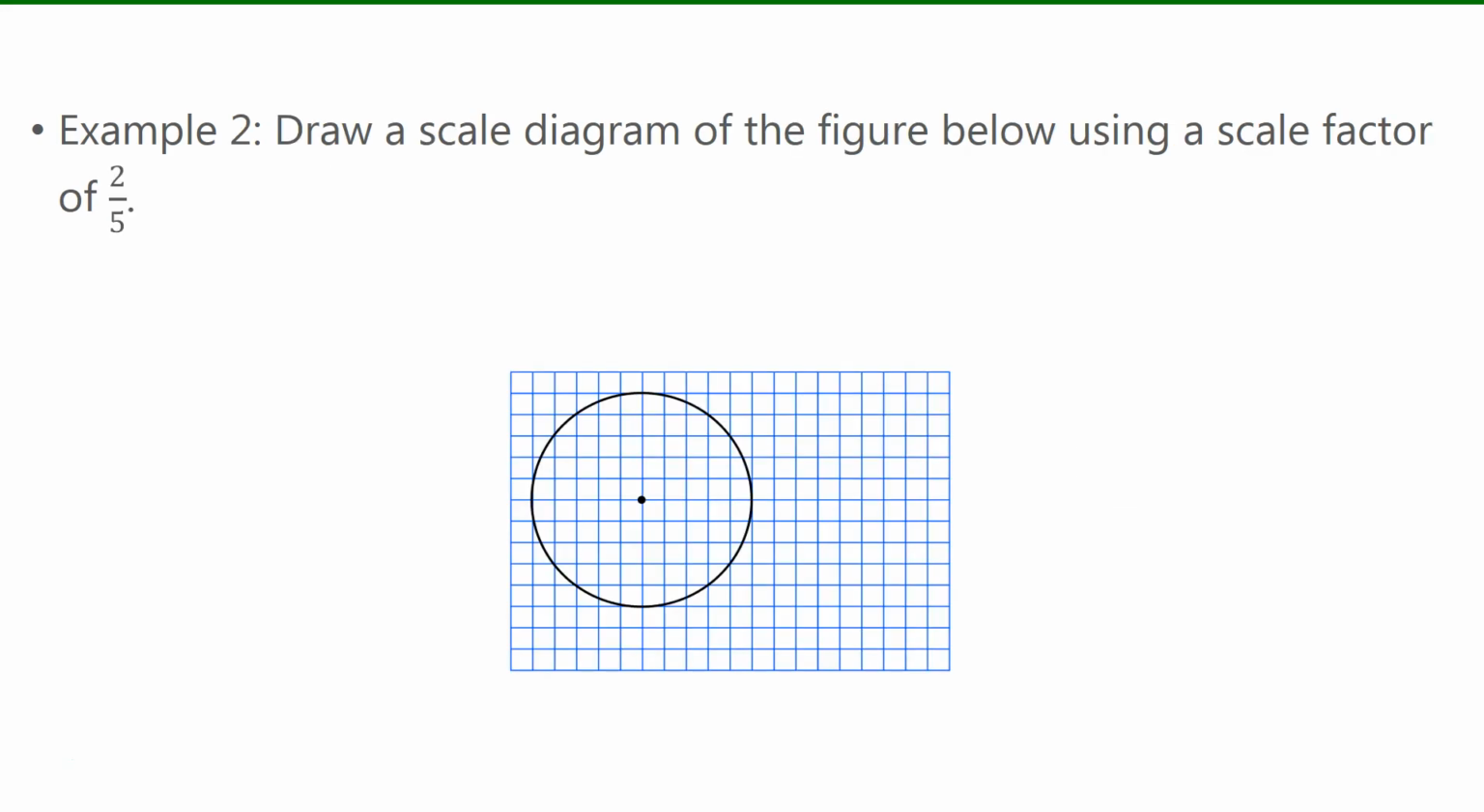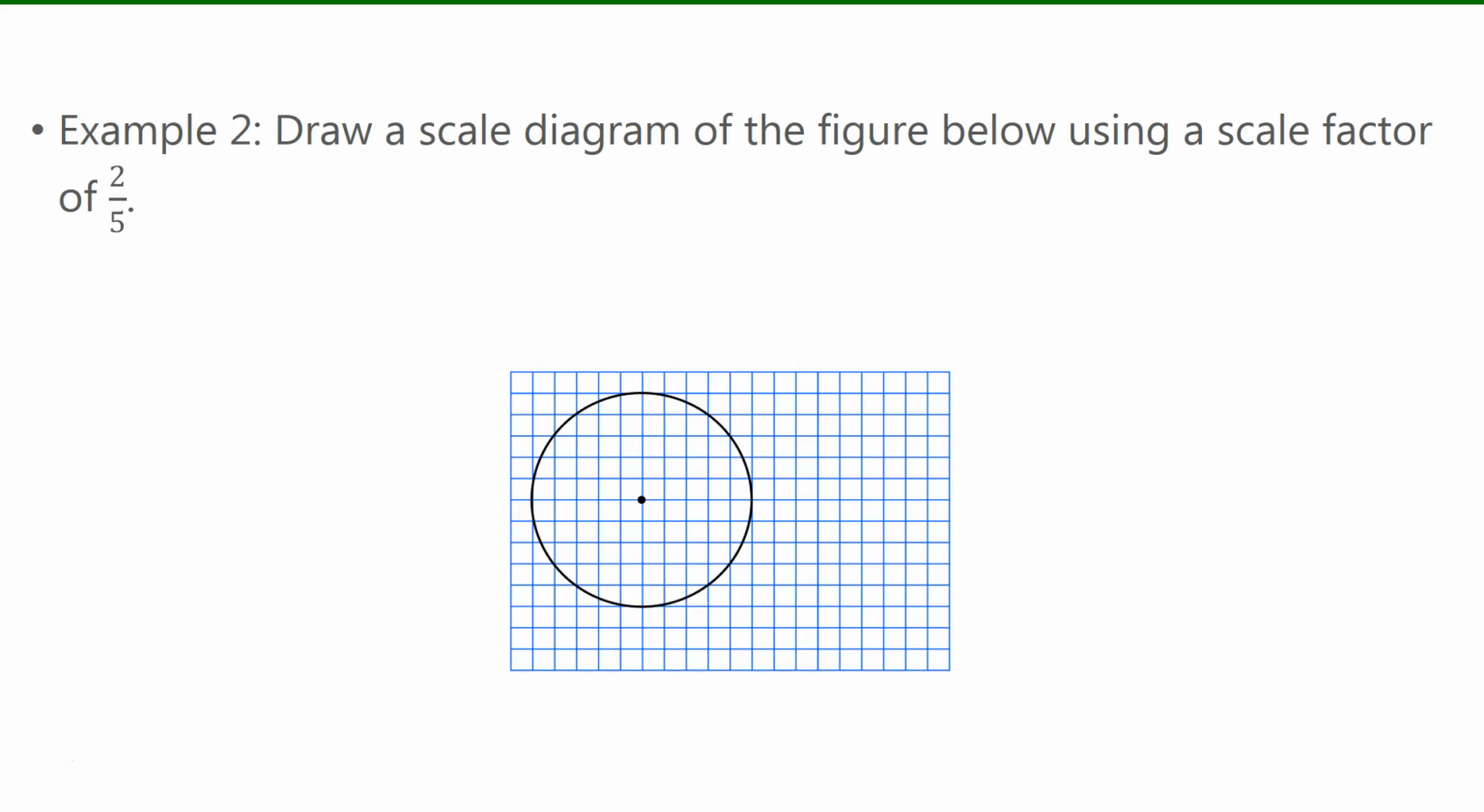Now in example 2, here we have a circle. So we're not going to use a compass, we're just going to use the grid to help us draw the best sketch of a circle we can. Now we're told that the scale factor for this diagram is going to be 2/5.